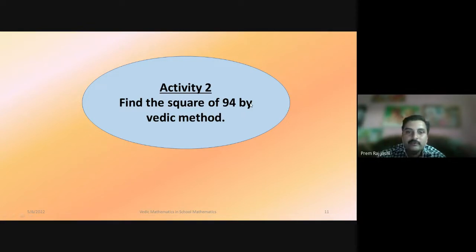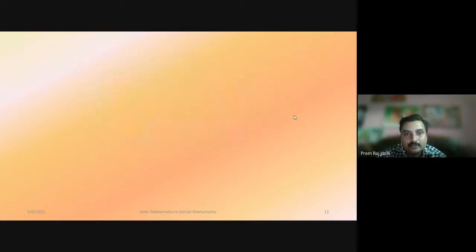So if we practice these kinds of sutras, some calculations can be done mentally as well, or we can do them in very few steps. Okay, but in the conventional method, if we go to find the square, it may take some time. So I will go a little bit ahead.